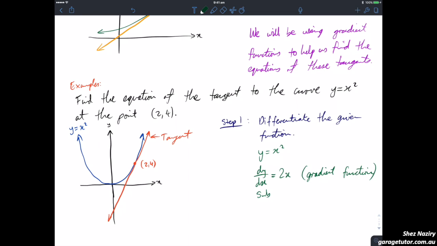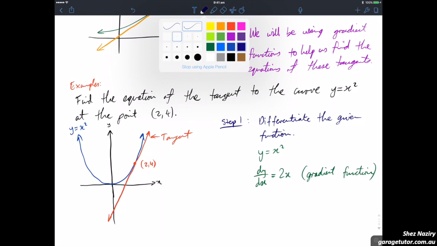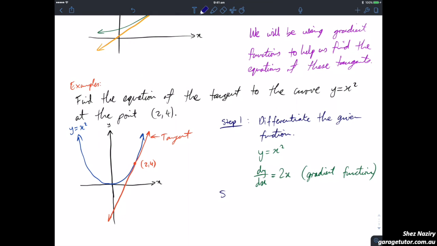So watch this step very carefully, guys. Right now, dy dx is a gradient function. When I sub the x value in, it becomes a tangent gradient. Okay? So let me write that down as a step. When I sub the actual value in, it becomes a tangent. So step 2. Substitute the given x value in.